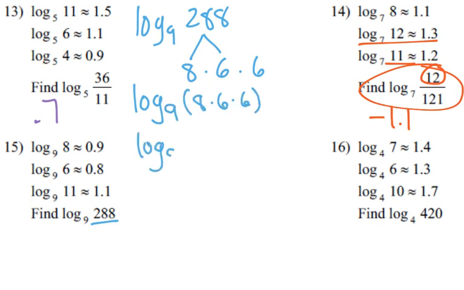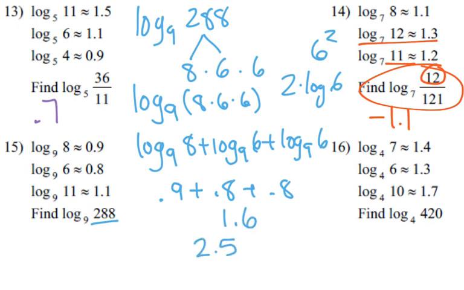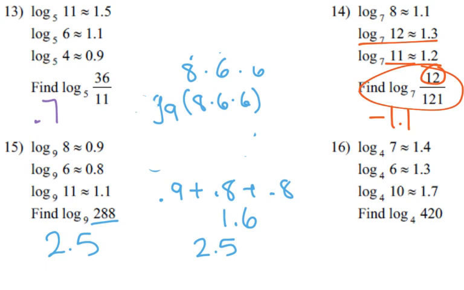I'd split them all up. Log base 9 of 8 plus log base 9 of 6 plus log base 9 of 6. Well, 8 is 0.9, 6 is 0.8, 6 is 0.8. See, if we did the squared, it would have just been 2 times log base 9 of 6, so we'd just double it anyway. So we get 1.6, and so 2.5. And there we have that one. Okay. So we're kind of getting some clues based on what the problem gives us, aren't we?